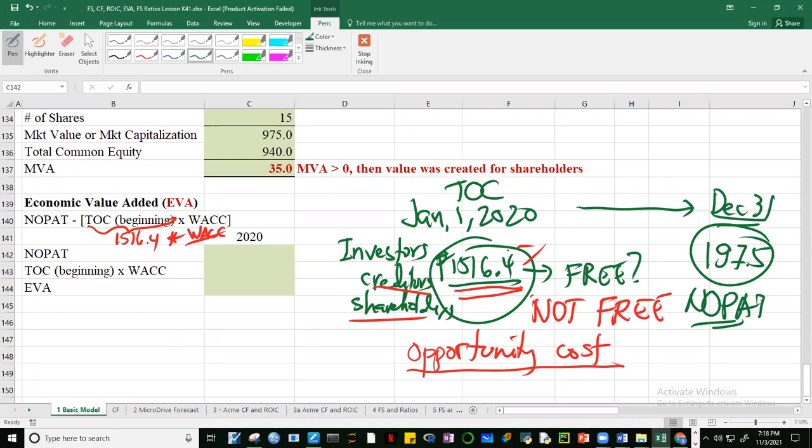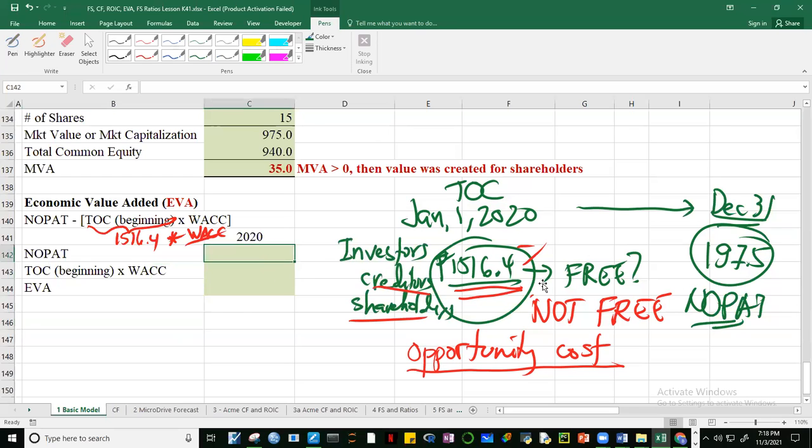Well, we have to see how this was generated. They were given 1516.4. So the question is, this was not free, no? So we're going to charge management for the use of that. Okay, so let's do this, no?